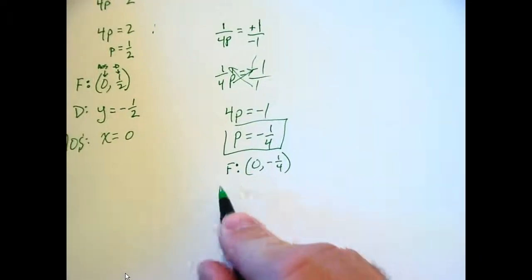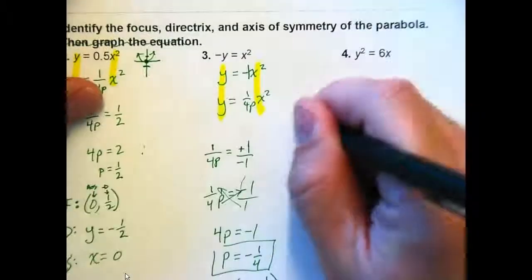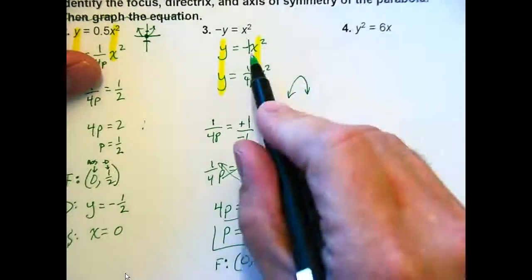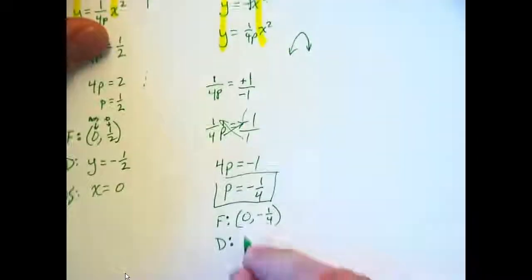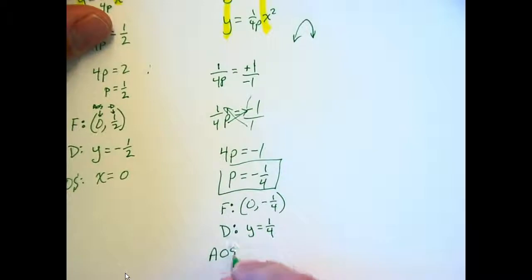My directrix, this graph, by the way, opens downward, right? Okay, we know that because it's a negative. My directrix then is opposite this, so it's y equals 1/4, and the axis of symmetry is 0. x equals 0.